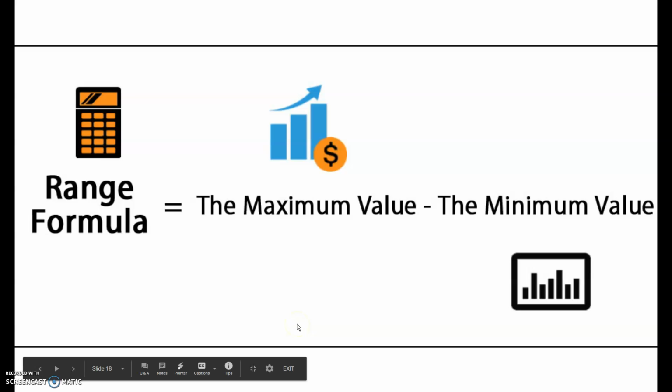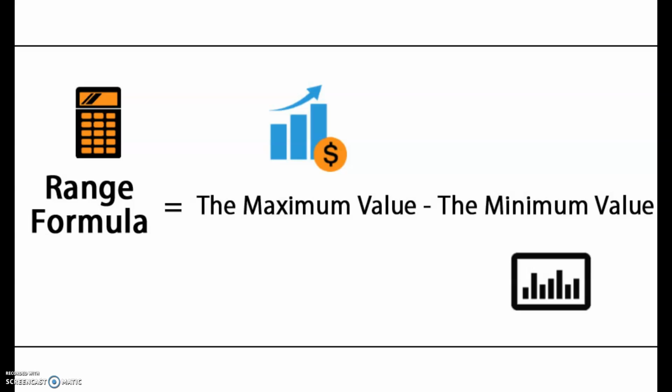All right, now let's talk about range. The range formula is the maximum value minus the minimum value. Basically, you're taking the biggest number in your data set and you're subtracting the smallest number.